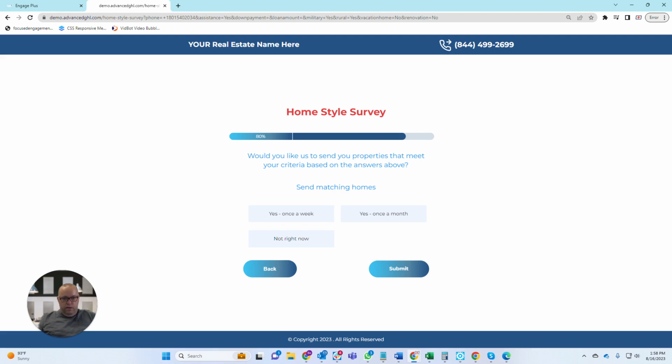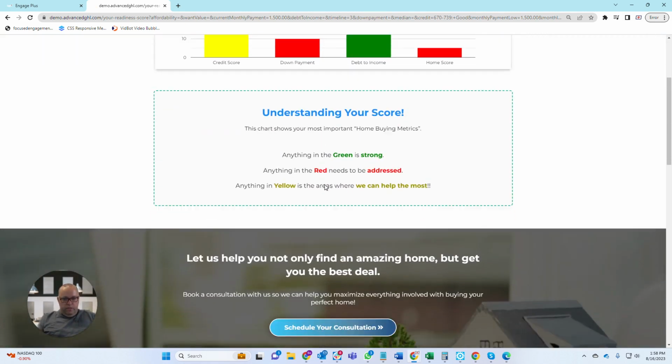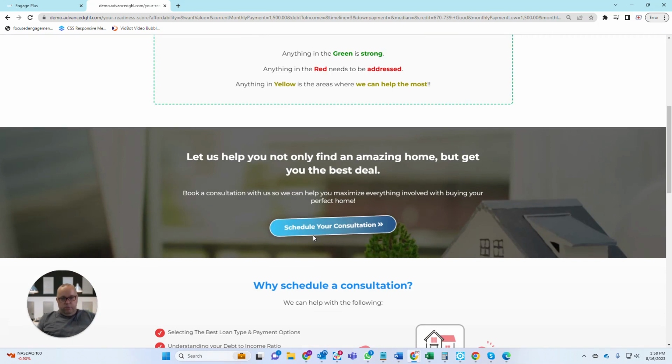And do they want us to send them results? So we'll say yes, once a week. Okay, so the last thing it's going to do is actually give us a readiness score. It's going to show them areas where they are weak and where they are strong, and ultimately we want to invite them to schedule a consultation with us or the lender.